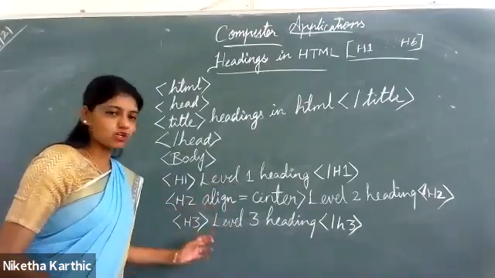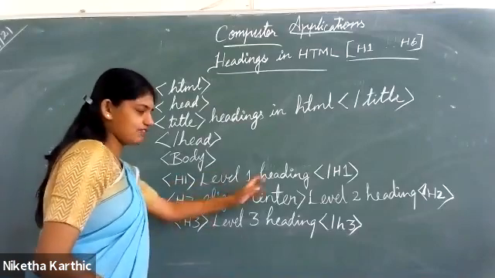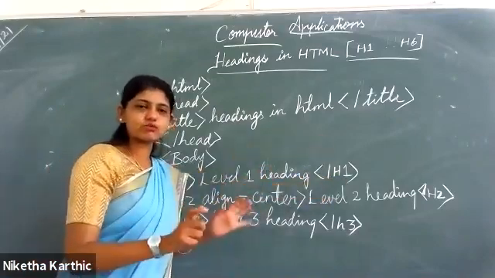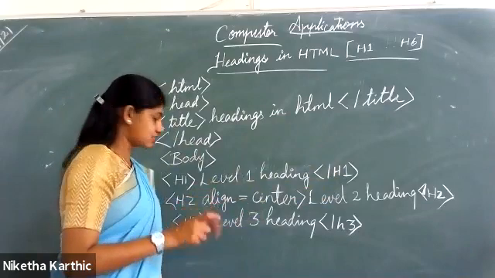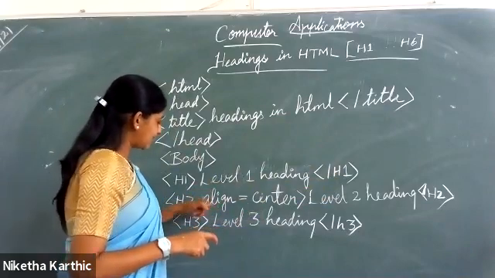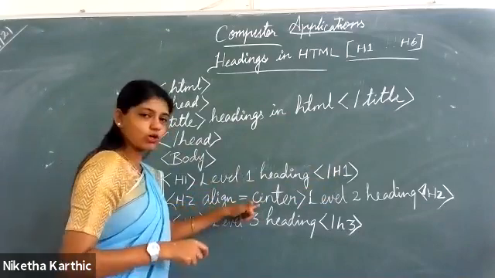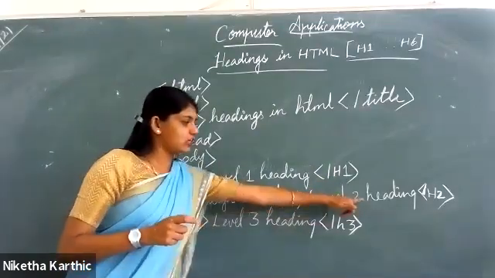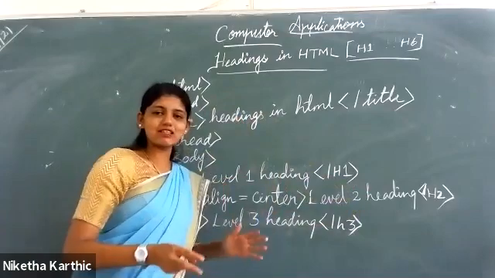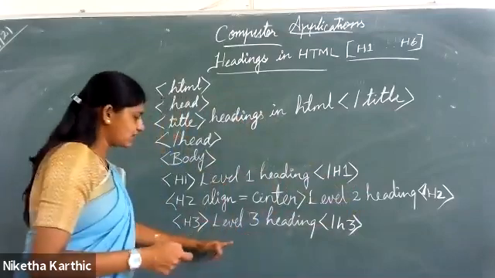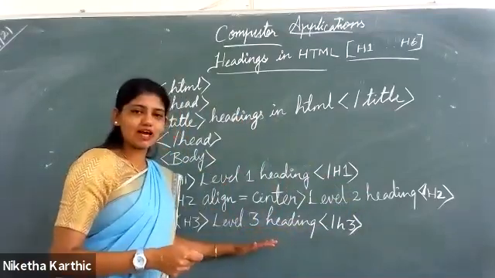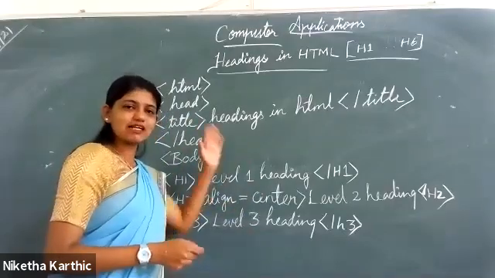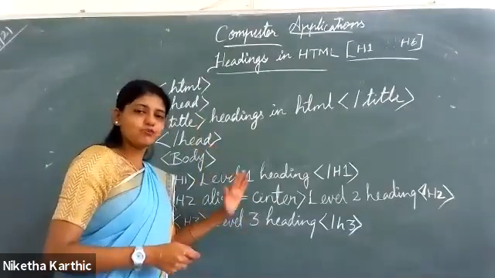Here the H1, that is level 1, I have just given. If you give just level 1, that is how it will be displayed. Now the second, the H2, where I want to align it, I am aligning it in the center so that this level 2 heading will be in the center of your web page. Then level 3 will be on the same side, towards the left side of your web page.